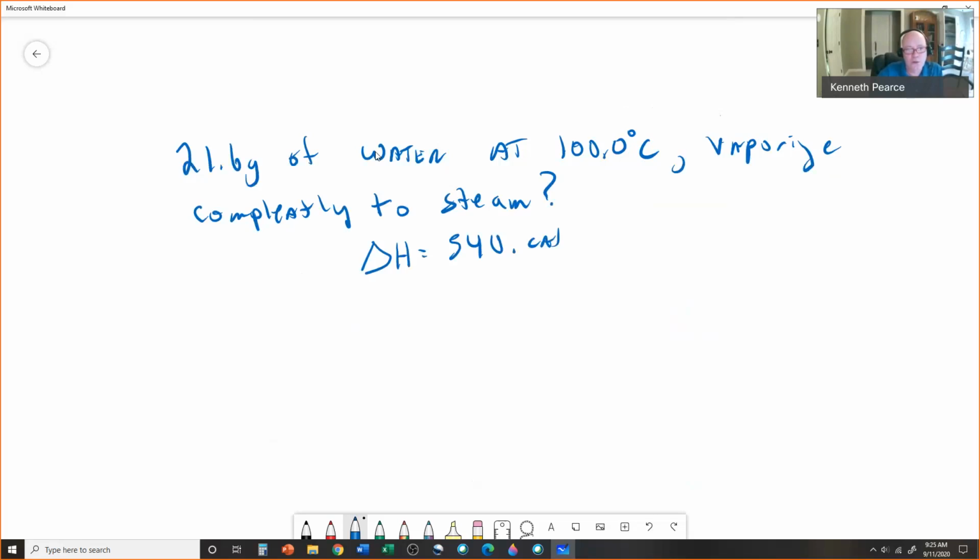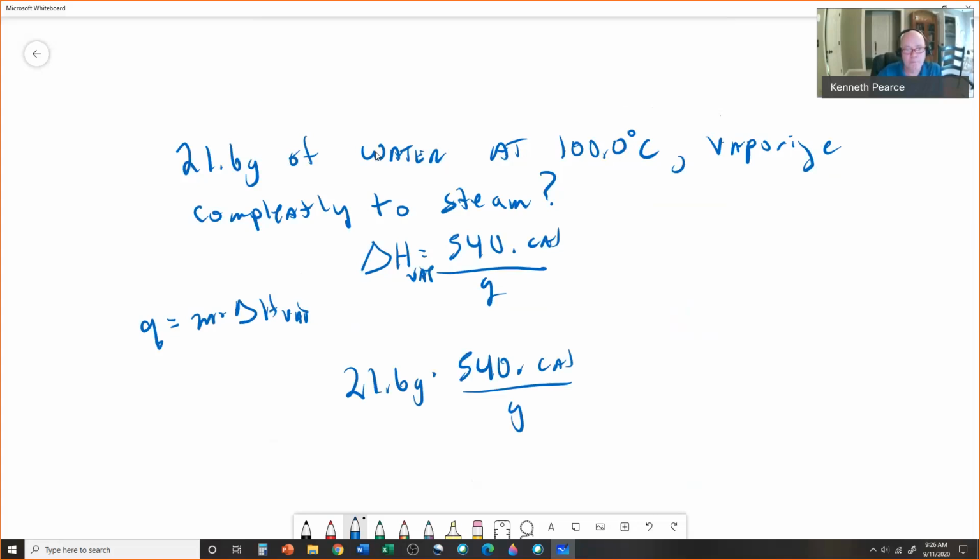And so once again, we're going to use our phase change equation, which is the mass times delta H, except this time it's going to be delta H of vaporization. And we just plug in our numbers, and we say 21.6 grams times 540 calories per gram. And it's going to be a lot more energy. That's why steam burns are so much more dangerous than hot water burns, because you got 540 versus 1 calorie for every gram. And so it's 21.6 times 540.